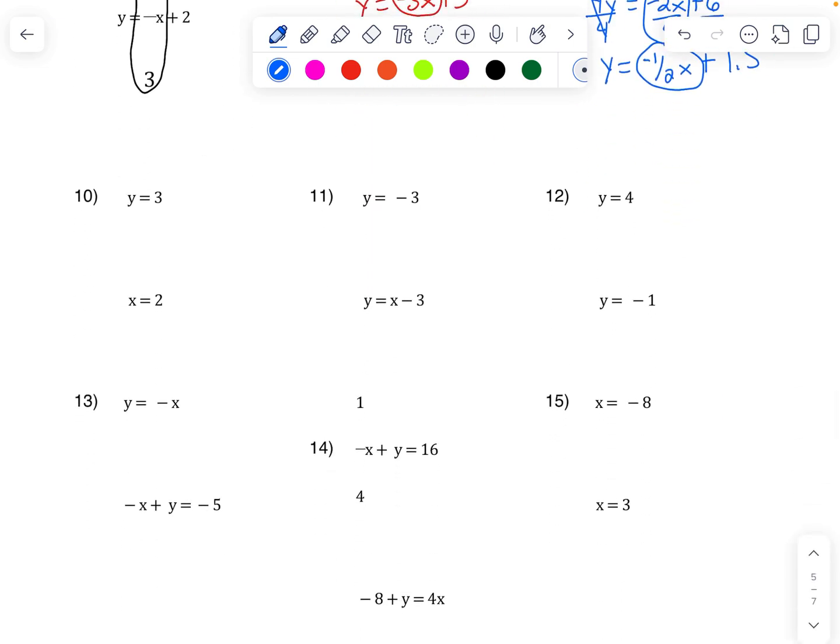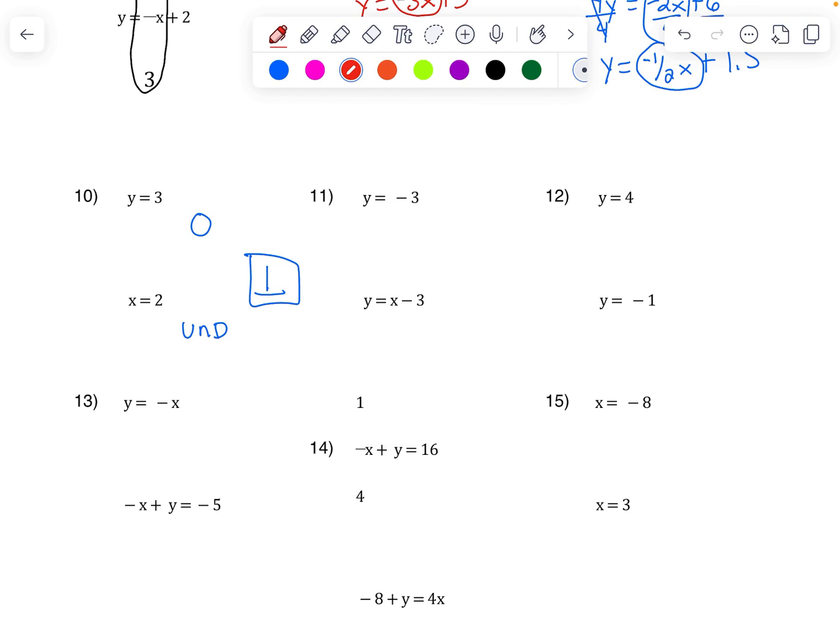All right, moving on to number 10. Our current slope, if y is just a number, it is 0. X equals 2, x just a number, it is undefined. And we said if it's 0 and undefined, those are perpendicular, because one is a horizontal line, one is a vertical line. They will form a 90-degree angle.